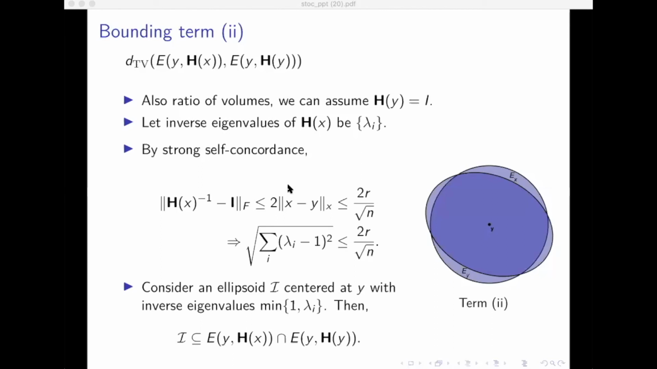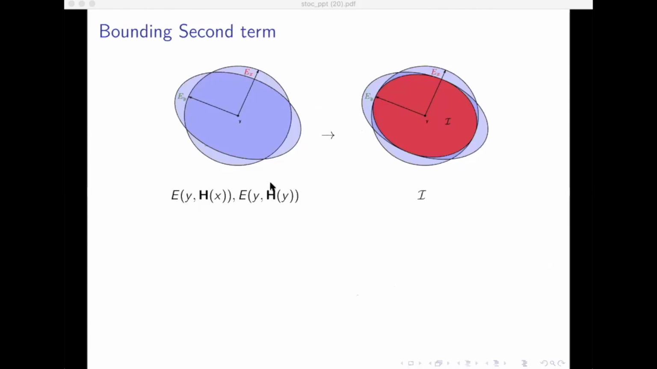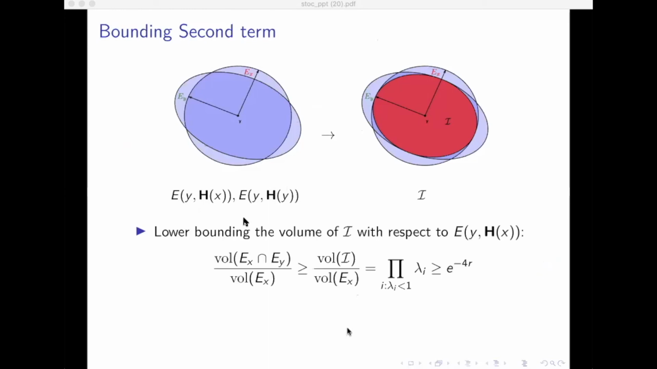Consider an ellipsoid I centered at y with inverse eigenvalues minimum of 1, lambda i along eigenvectors of x. Then I is contained in the intersection of the ellipsoid at y having variance matrix Hx and the ellipsoid at y having variance matrix Hy. And we can bound the volume of I using lambdas, which in turn bounds the total variation distance between the two ellipsoids.